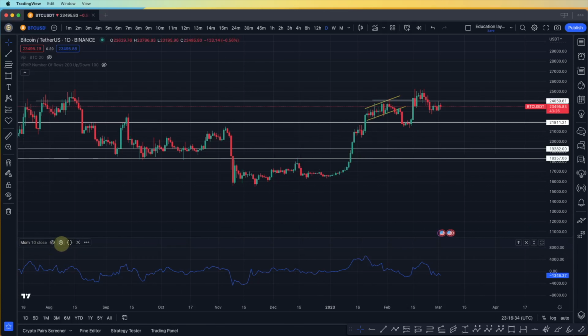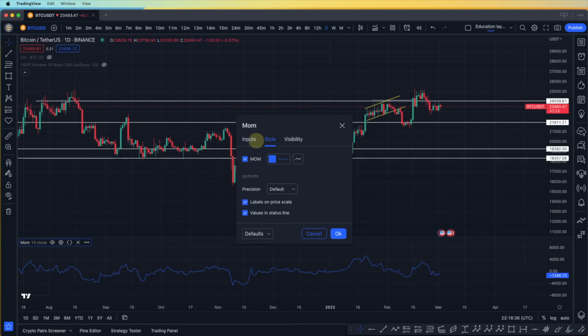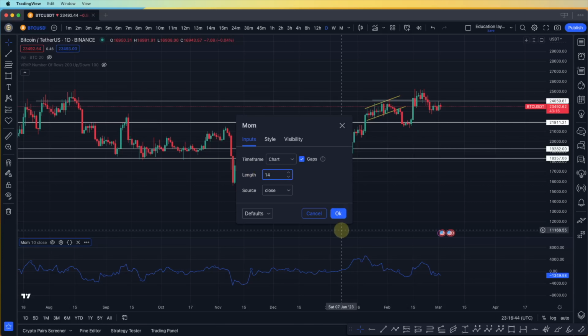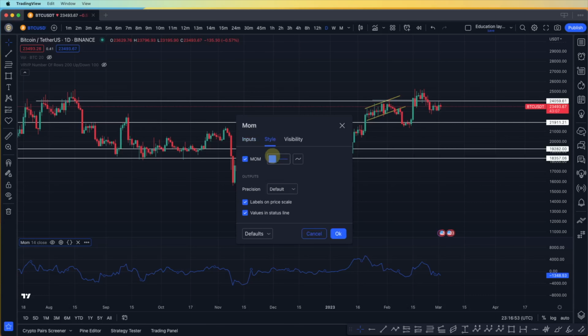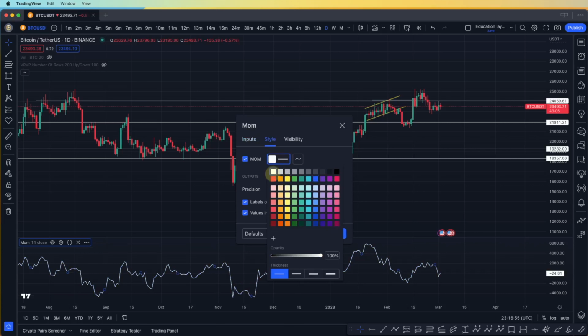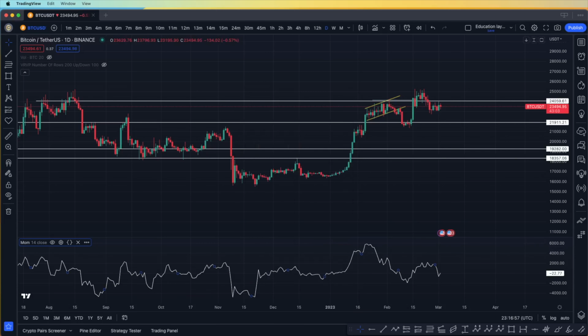First we're going to apply the momentum and change the length to 14, because I'm going for a higher number, and a higher number shows us less noise on the market. We apply it, I just change the color to white, and apply.